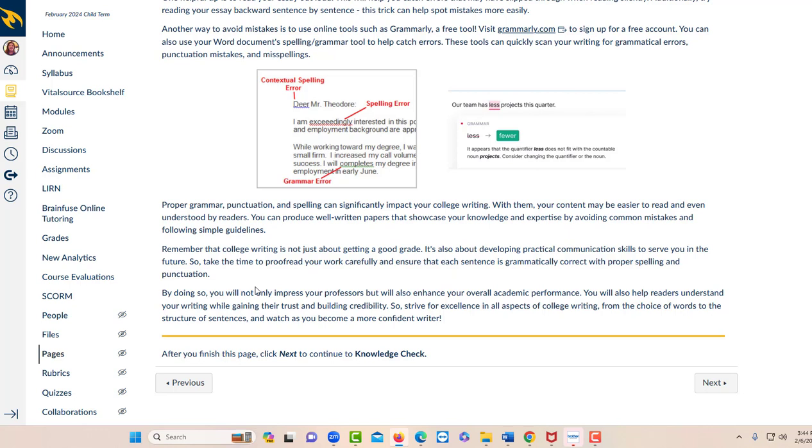Remember that college writing is not just about getting a good grade, it's about developing practical communication skills to serve you in the future. By doing so, you will not only impress your professors, but also enhance your overall academic performance. You will also help readers understand your writing while gaining their trust and building credibility. So strive for excellence in all aspects of college writing, from the choice of words to the structure of sentences, and watch as you become a more confident writer.